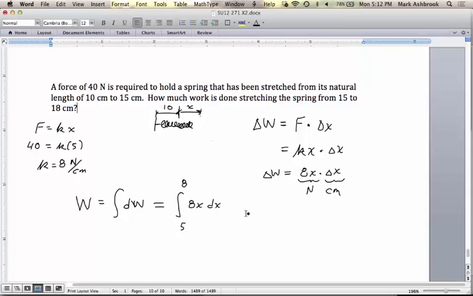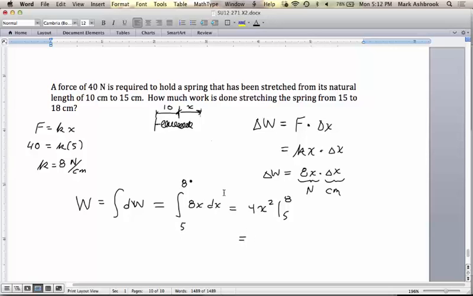So I'm working in newtons and centimeters, and I've got my x still in centimeters here, so everything agrees. You've got to watch units sometimes. You've got to make unit changes where you need to. Okay, so this easy integral: 4x squared, from 5 to 8.